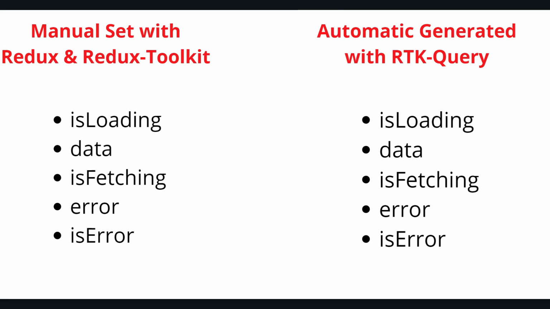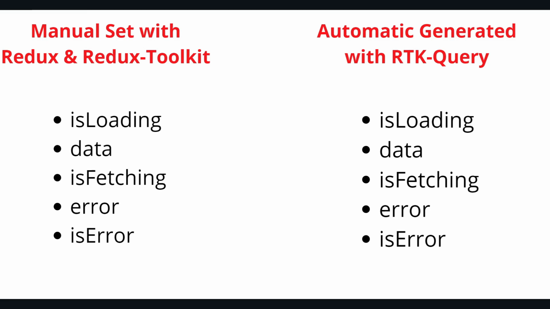And same thing goes for the error part as well. If you are having any issue with the API, then you have to set the error state manually. So all this manual stuff we don't have to do when we are working with RTK Query, because every piece of state is going to be generated automatically by RTK Query. And this way we also have to write very little code. So they have removed the concept of createSlice, which is used to manage state manually in Redux Toolkit.